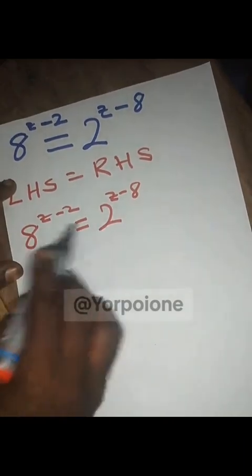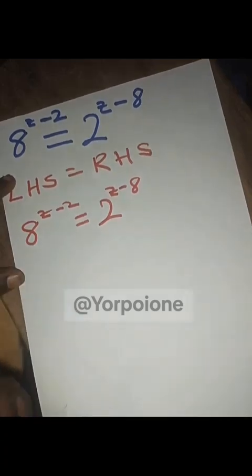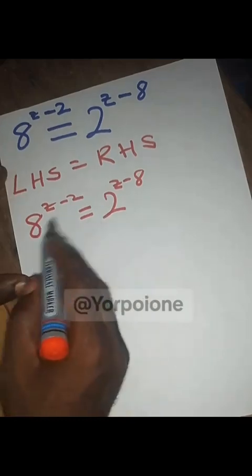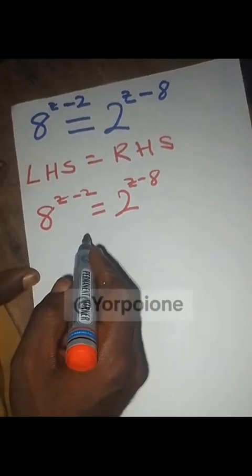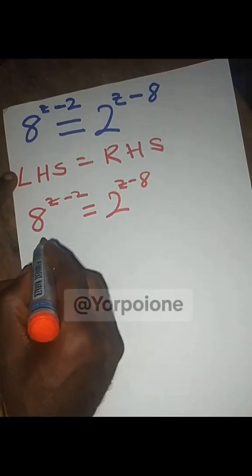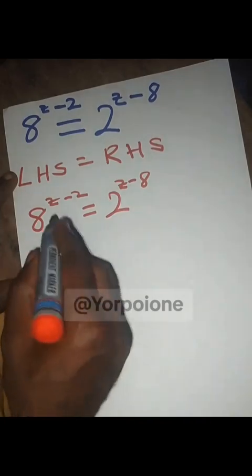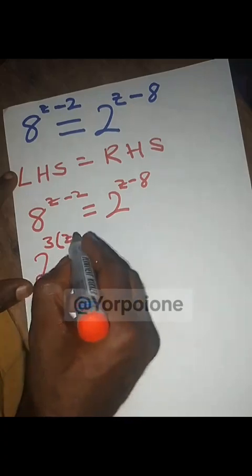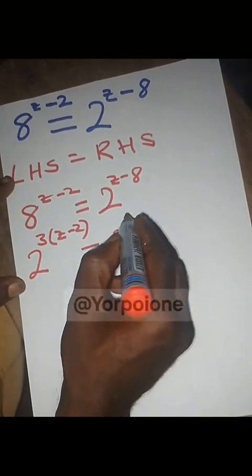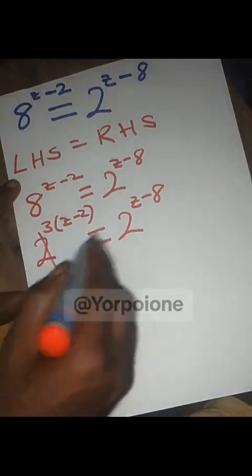Because the base on the right hand side is 2, we want to find a power of 2 that gives us 8. We take 2 to the power 3, because only 2 to the power 3 can give us 8: 2 times 2 is 4, and 4 times 2 is 8. Don't forget to keep the power z minus 2 here. So we have 2 to the power 3 into z minus 2, is equal to 2 to the power z minus 8. Then we cancel the bases.